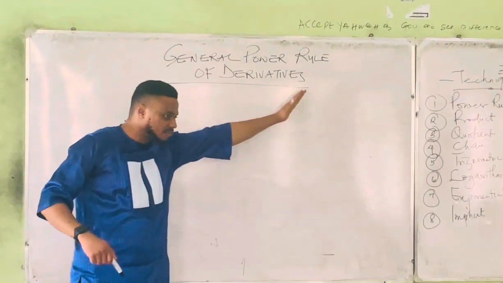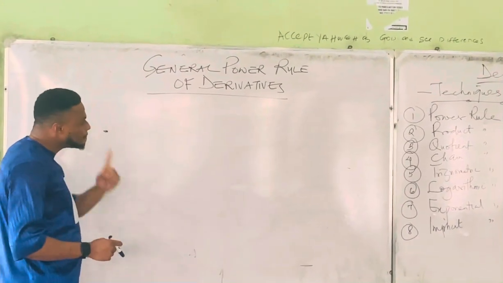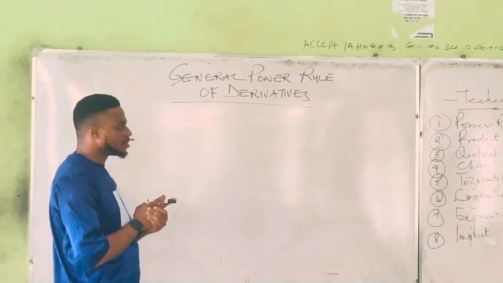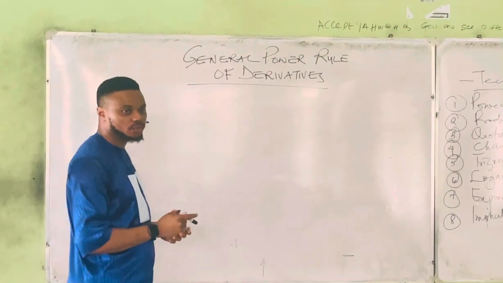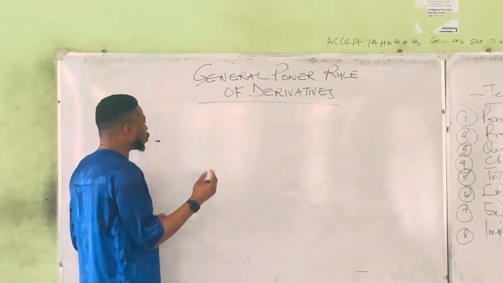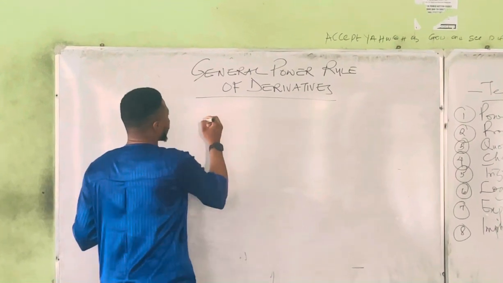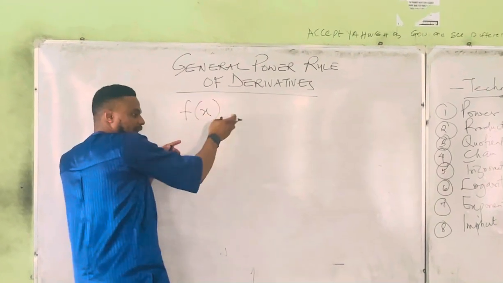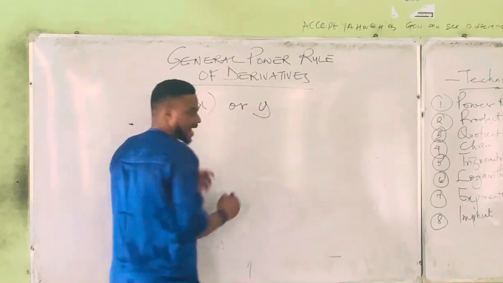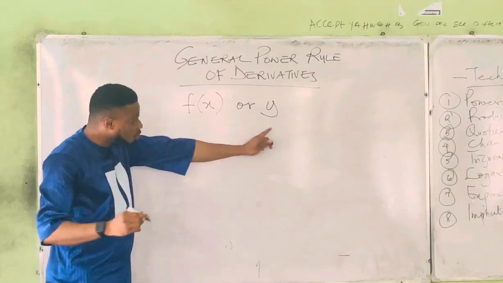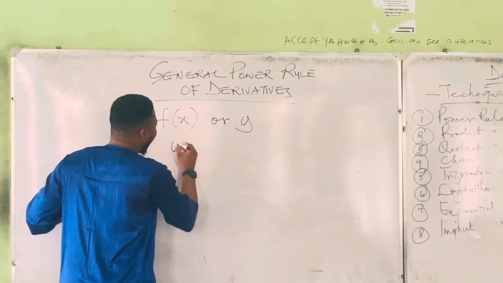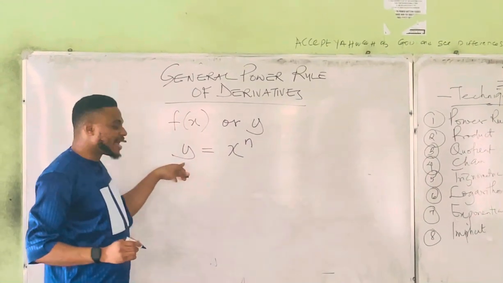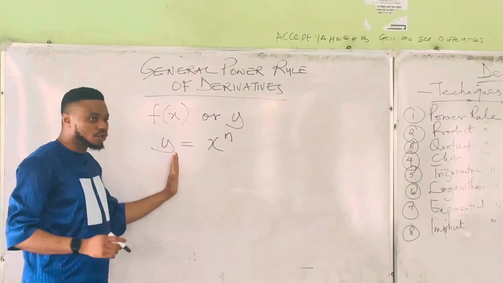Differentiation or derivatives. This power rule is majorly concerned with how to derive the derivative or differentiate a given function. So now, let's say we have a function, f of x. f of x is used to denote a function. f of x means function of x or y. So let's say we have a function f of x or y, and let's say y is equal to x raised to power n. This y is the function of x.